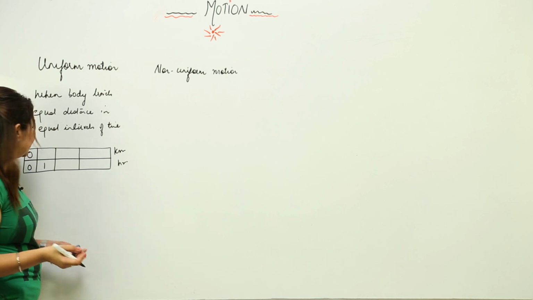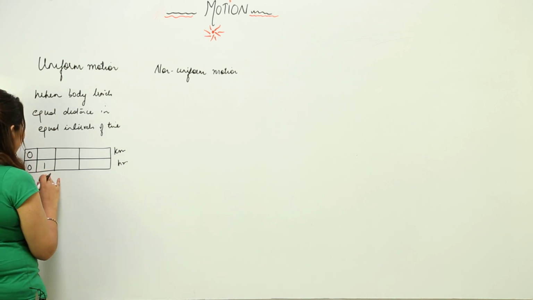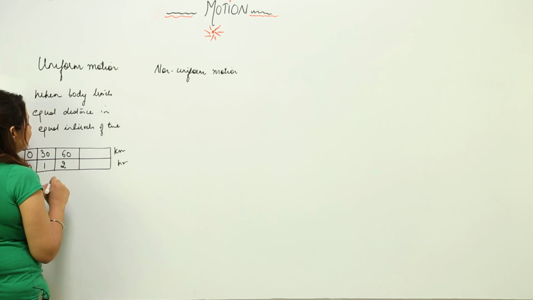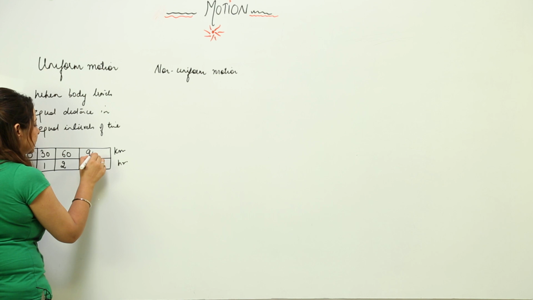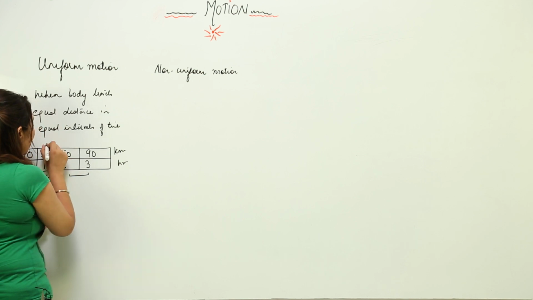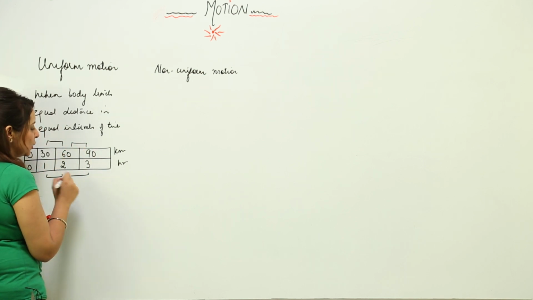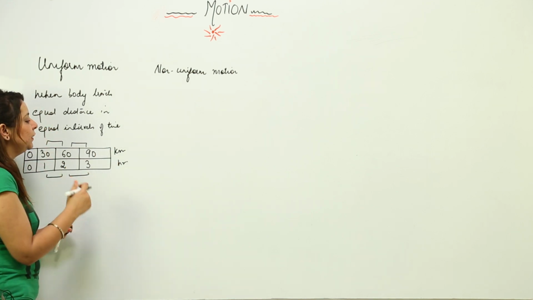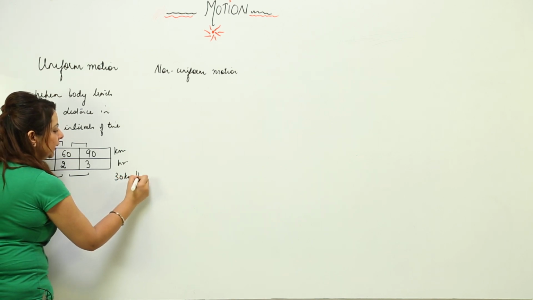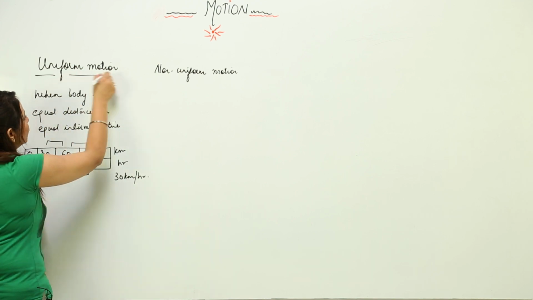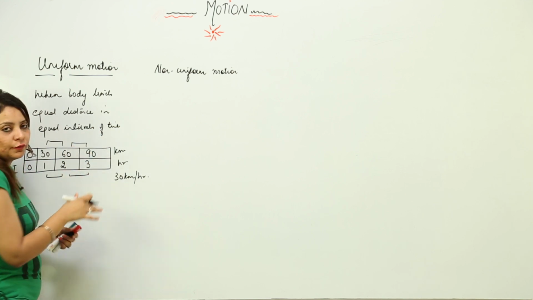Suppose we are traveling to Delhi. When my time is 1 hour, let's say my distance is 30 kilometers. When my time is 2 hours, my distance comes out to be 60, and when the time is 3 hours, my distance comes out to be 90. So we see that there is an equal time interval, and the body is traveling equal distance. So we say that the body has a uniform motion, because in each hour it is traveling 30 kilometers. So that means a body travels equal distance in equal intervals of time.